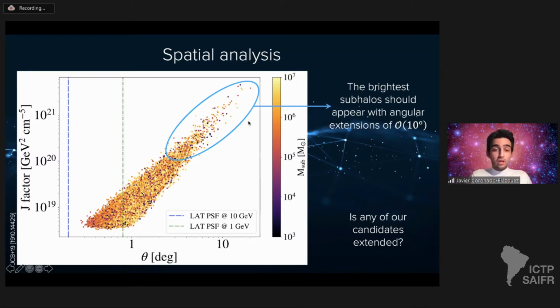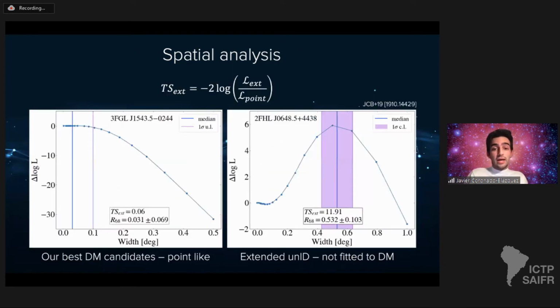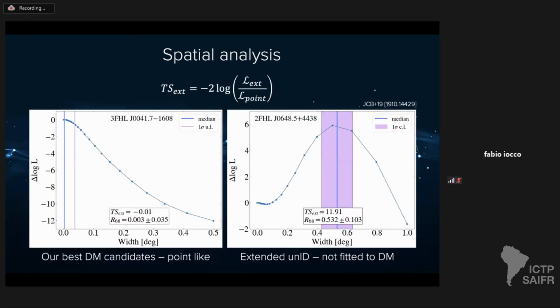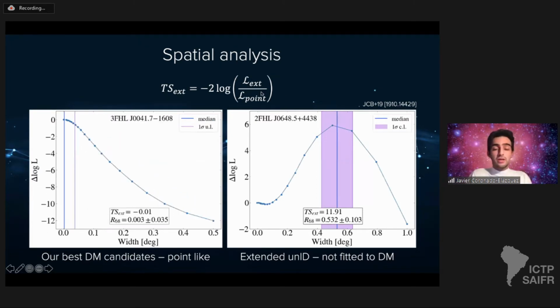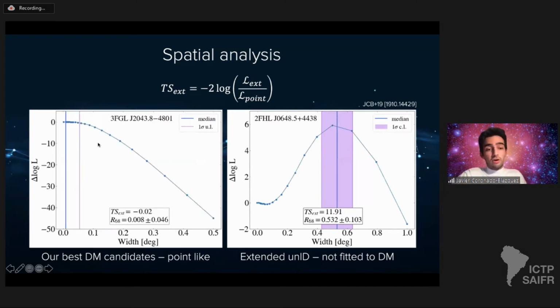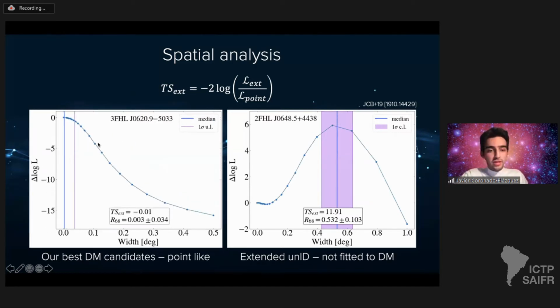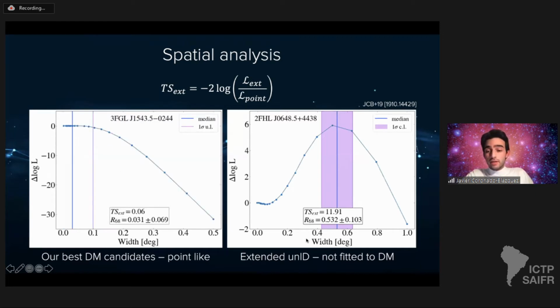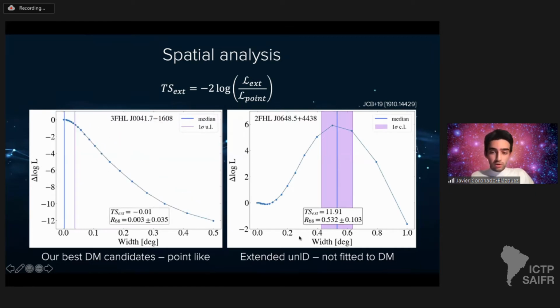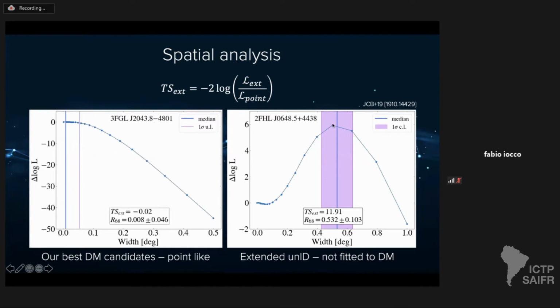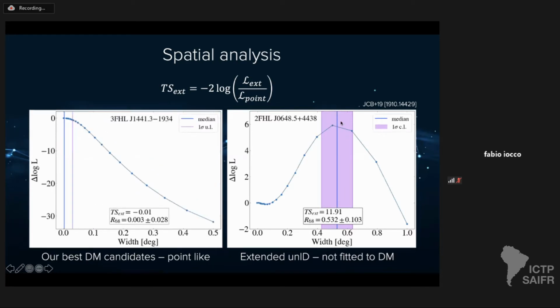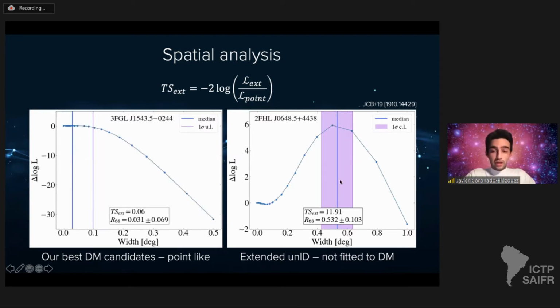So we can perform an analysis on our sources to say something, and unfortunately, all of them are completely point-like. We perform another likelihood ratio test, but for extension over the point source model, and they are all completely point-like, so there is no hint of extension. Here is an identified source which is not well fitted to dark matter. Just as an example, here the likelihood increases, reaches a maximum, and then decreases. And this is an example of something actually extended.